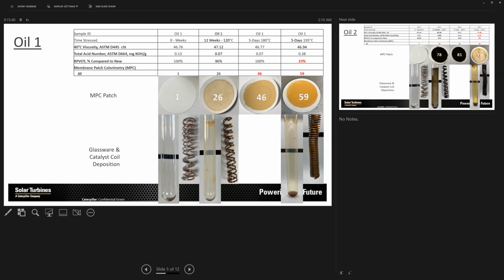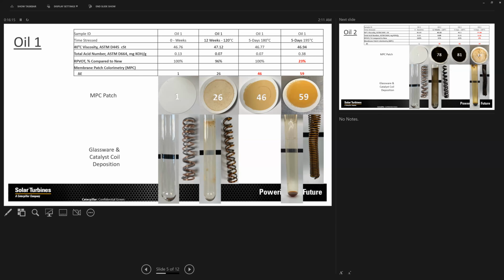As we move on to the higher temperature, the 180 degrees Celsius test, I apologize that I don't have glassware pictures here, but the MPC also tells us a pretty good story. For most of the parameters, the viscosity hasn't changed much. The TAN is still very low and normal. Again, very little consumption in the antioxidant amount. However, we still see that the MPC has increased quite a bit.